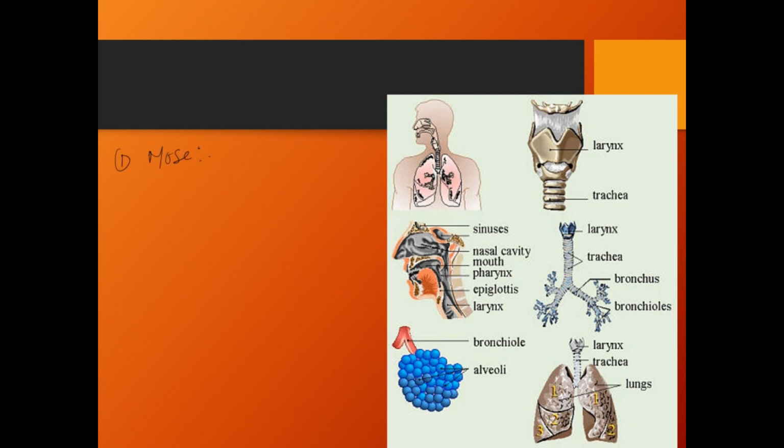The nose is the visible part which protrudes outwards from the face. The nose has two openings, and these openings are called nostrils. These nostrils have certain cells known as goblet cells. The main function of the goblet cells is to produce mucus.